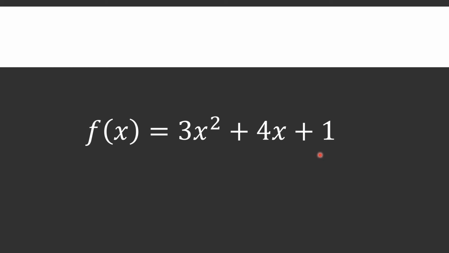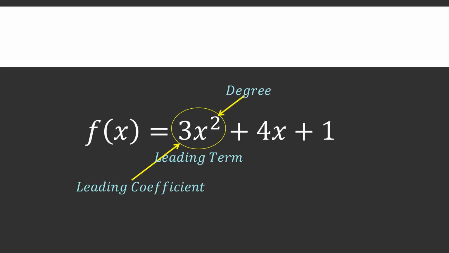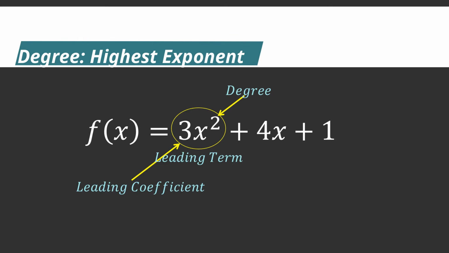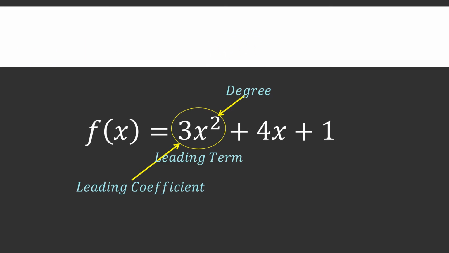Now we are going to identify which term has the highest exponent or power, and that is 3x squared. This term here is also called the leading term. Notice that we have two numbers, 3 and 2, in this leading term. So 3 would be the leading coefficient, and 2 here is the degree. The term which has no x beside it is called the constant term. It can be any constant, positive or negative numbers as well.